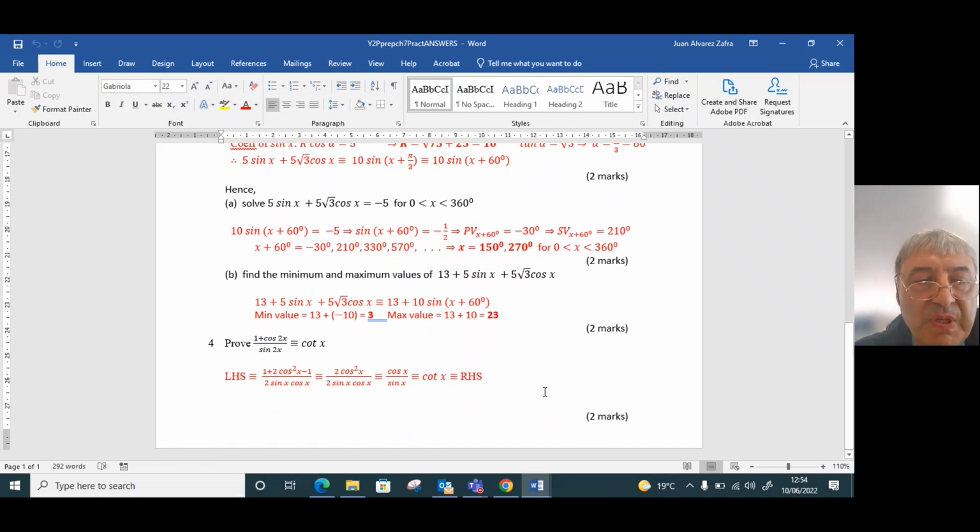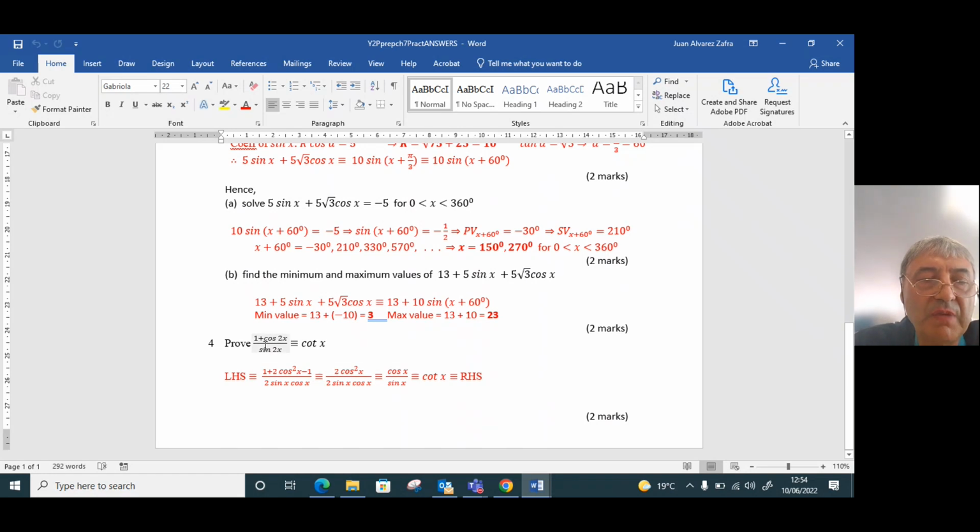Last question, question 4, is proving an identity. Remember, the format for a proof is that you start with the one side and obtain the other, or you start with one side, get something simple, start with the other side, get the same simple thing, and then deduce that they're identical. Do not work on both sides simultaneously as if it were an equation to solve.